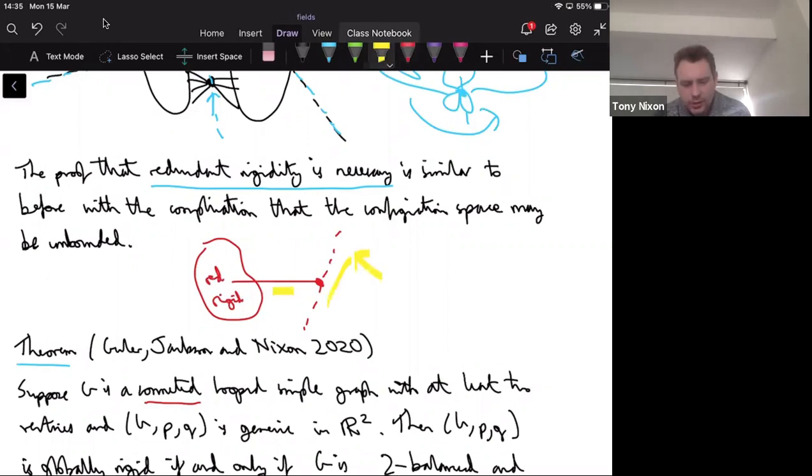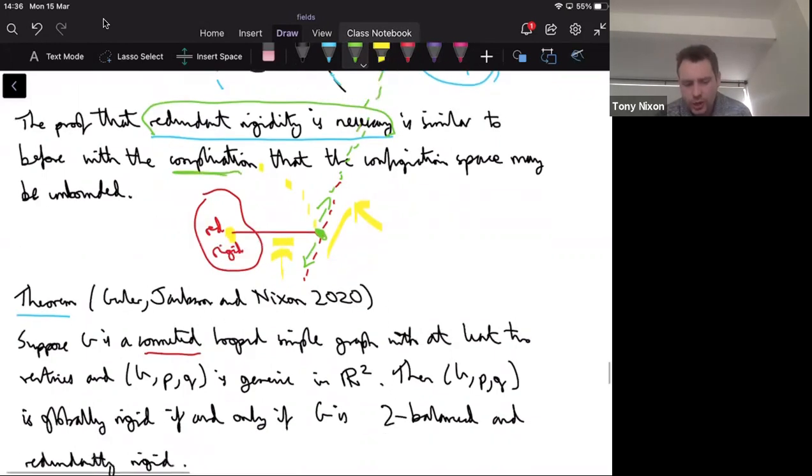If I delete the linear constraint, the vertex just moves on a circle centered over here and we're happy. But if I remove this edge, then the red vertex here is free to move along this line, and it can move along this line forever. So the configuration space, if you remember back to our redundant rigidity lecture, an important step was that the configuration space was bounded. And that's just not true anymore, because this vertex moves infinitely along this line. So you have to deal with this as an additional complication, but it's not too hard.